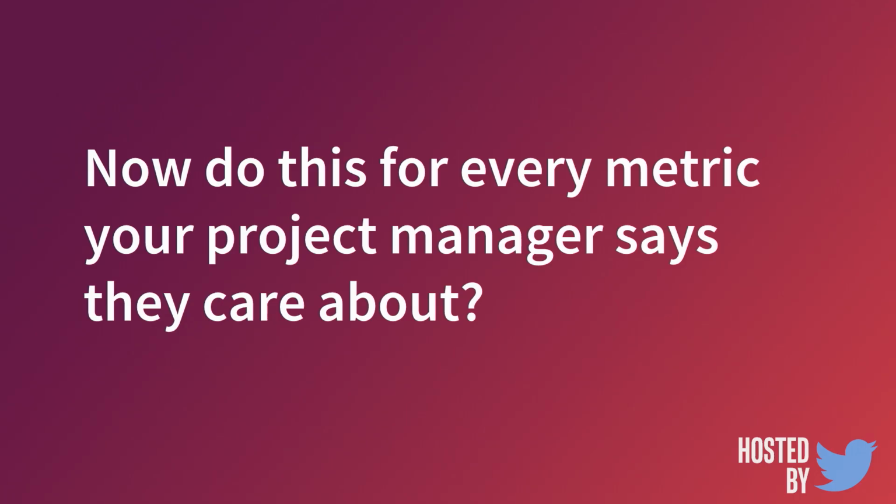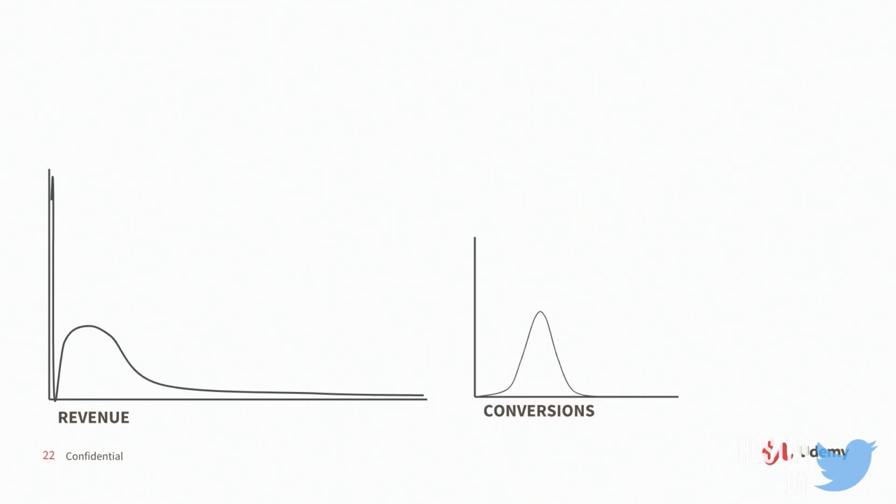But now we need to do it for all these different metrics that our project manager says they care about, right? So every project manager will say, hey, I want a metrics dashboard with tens of thousands of metrics because they're all important. So the problem is that these different metrics have different distributions, and those different distributions have different parameters. So then you have to come up with priors that all have these different types of parameters, and that's not straightforward.